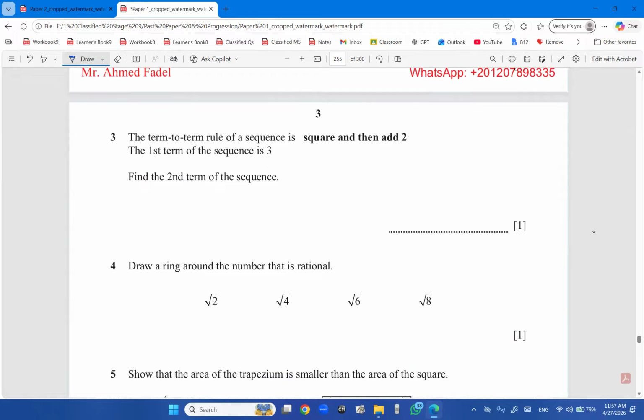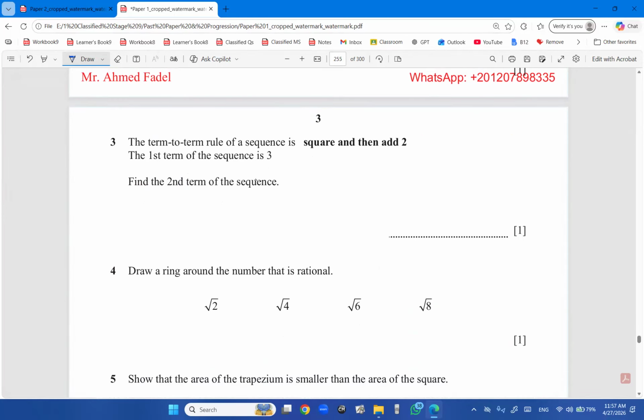The term-to-term rule of a sequence is square and then add 2. The first term of the sequence is 3. So if the first term is 3, we need to square it to find the next term. So 3 squared is 9. 9, then add 2, is going to give you 11.